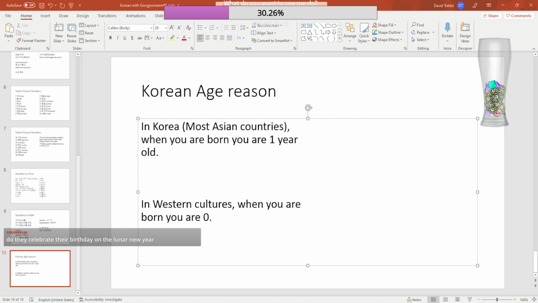So let's see. For example, the year I was born, I was born just a little bit after the first month of the new year. So that's why technically instead of being 34 like my US age, I'm actually like 36 Korean age because it was so close to the actual time for the Lunar New Year celebration that time.